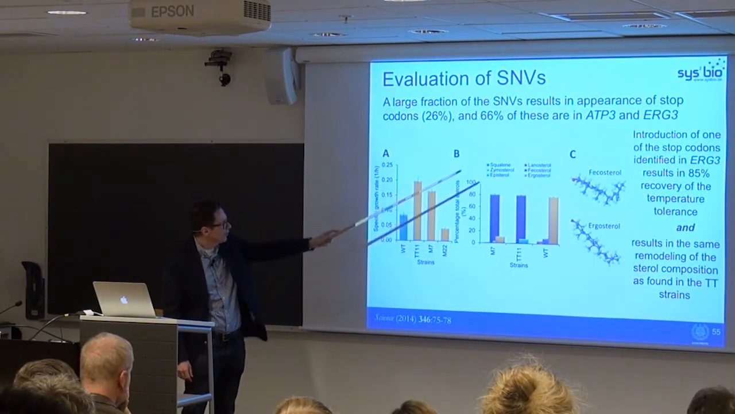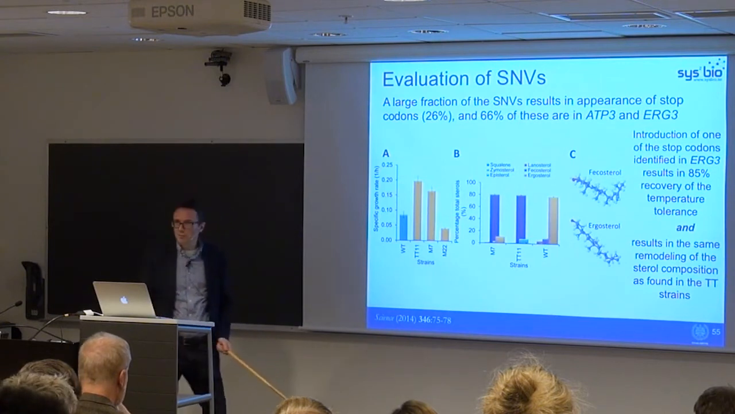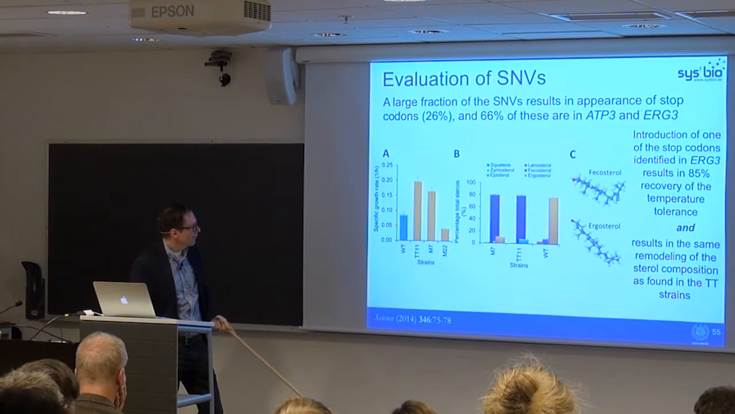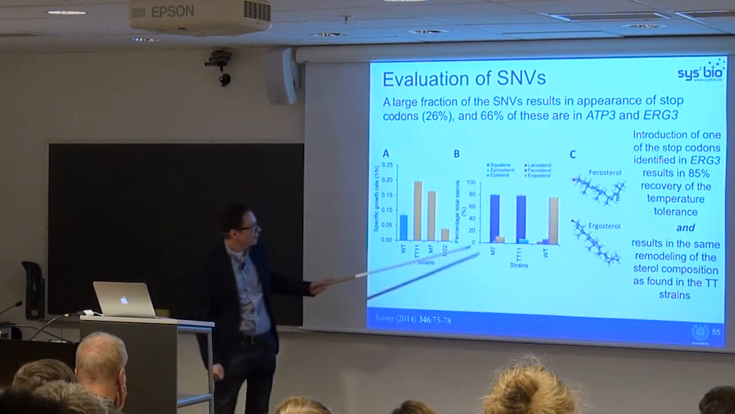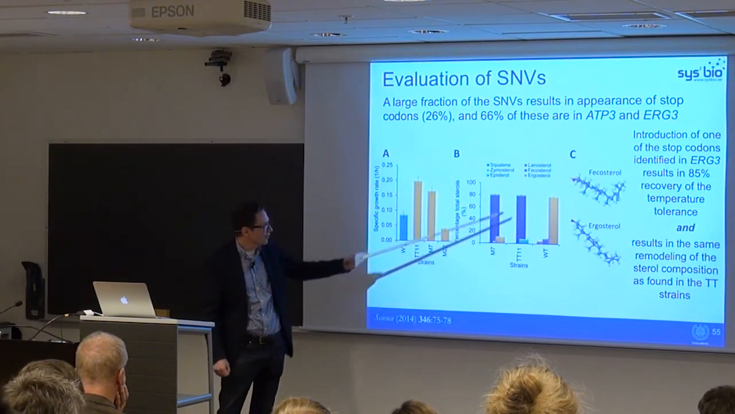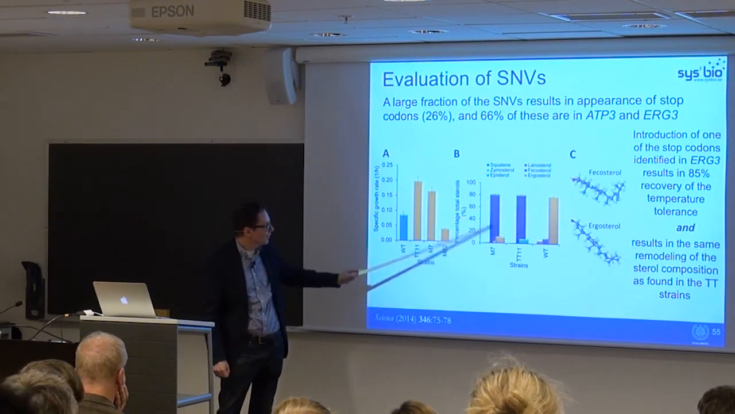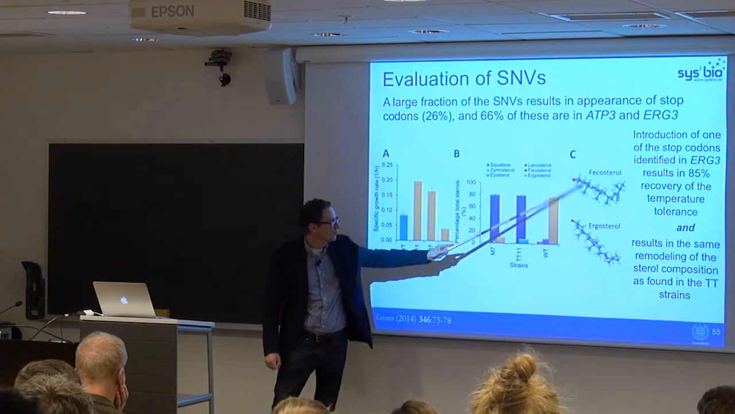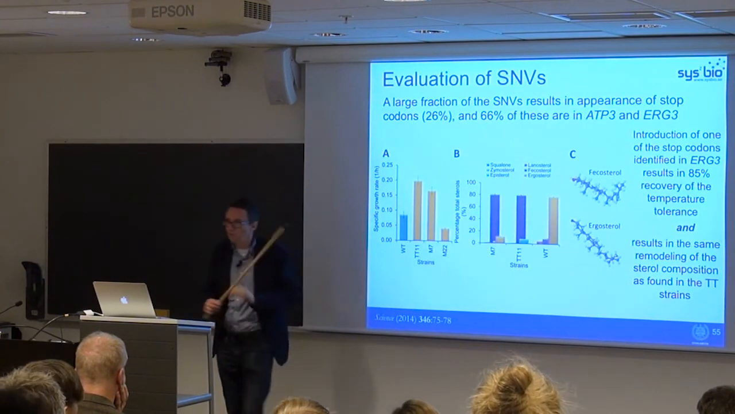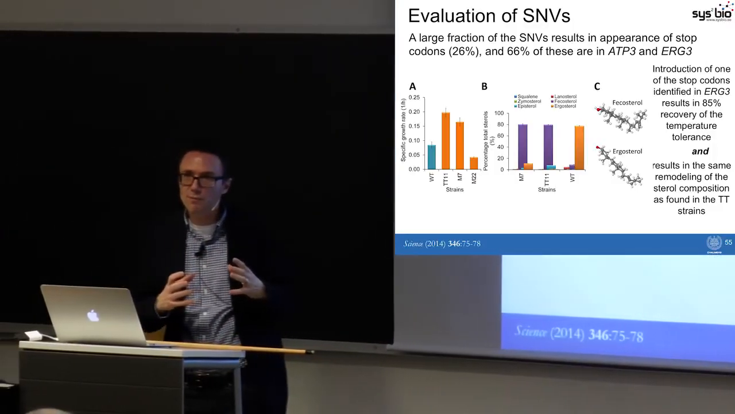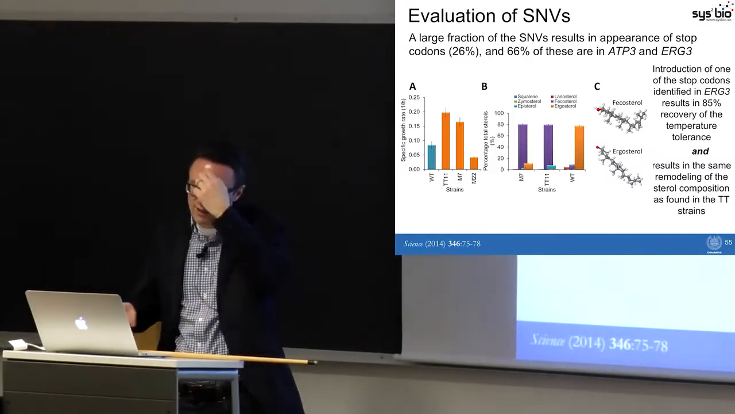But if we do it in ERG3, which is involved in ergosterol biosynthesis, we can see that we can recover most of the growth. And interestingly, when we do further analysis of the biosynthesis, but also of the sterol composition, this mutation results in replacement of ergosterol with this bent sterol here, fecosterol. And that gives a different folding and different properties of the membrane, so it can actually sustain the higher temperature.